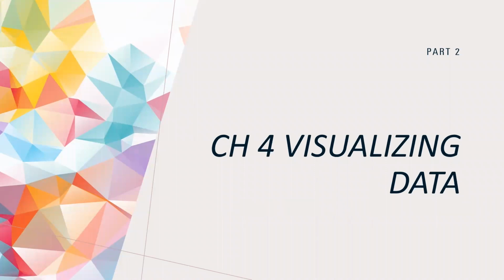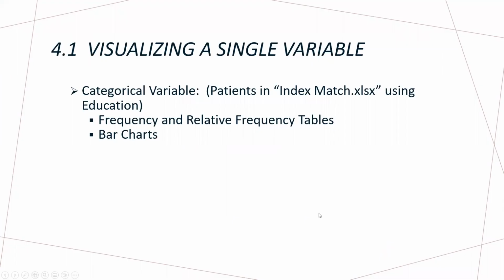This video is the second part of the chapter 4 visualization. So the first thing I want to do is just quickly touch on what we already did and add a little bit to it. We were talking about visualizing a single variable on Tuesday. And the first thing we talked about is the categorical variable.